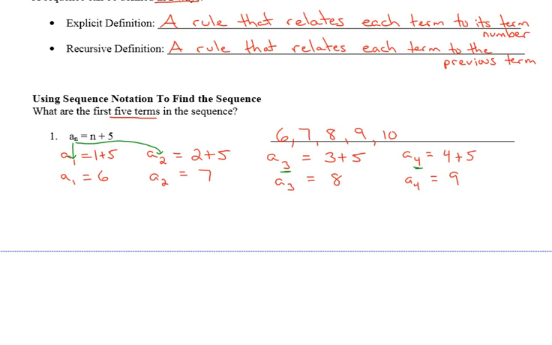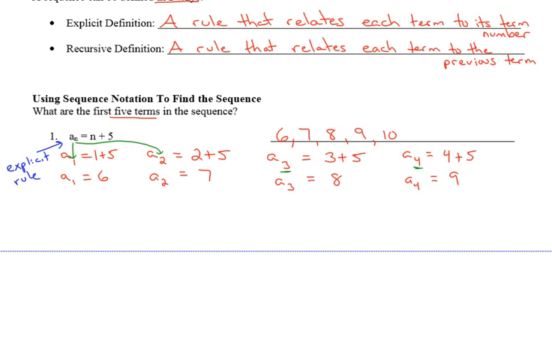So the first term is 6, the second term is 7, the third term is 8, the fourth term is 9, and the fifth term is 10. Because I'm taking this rule and finding each term independently of each other, this is an explicit rule. This rule is talking about the term number itself rather than the one before it.